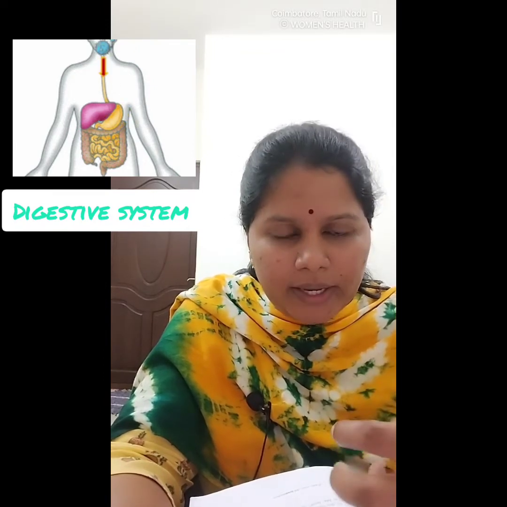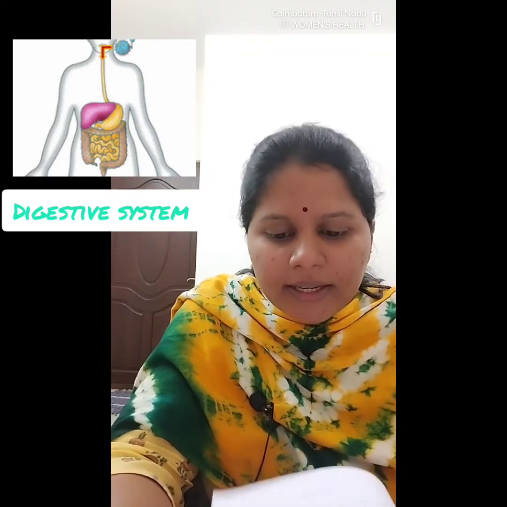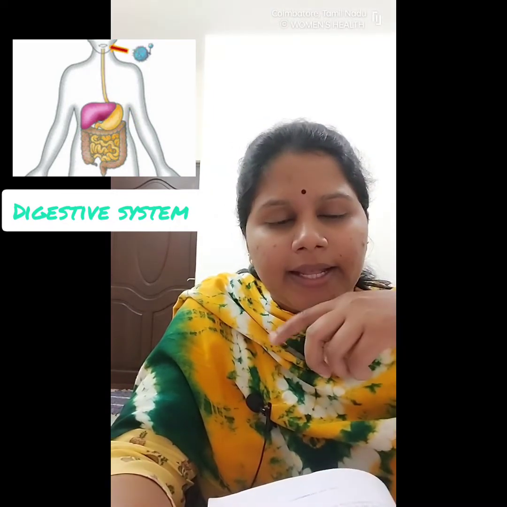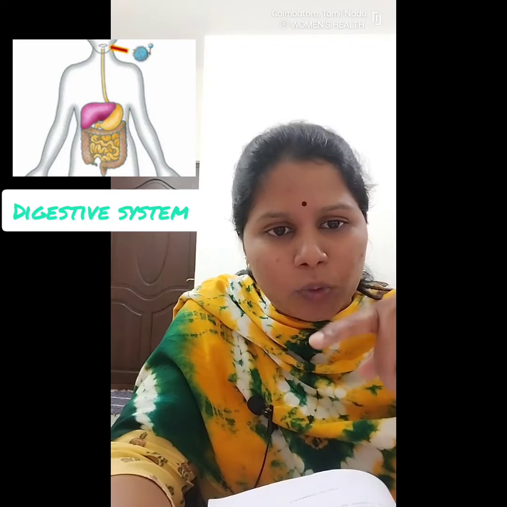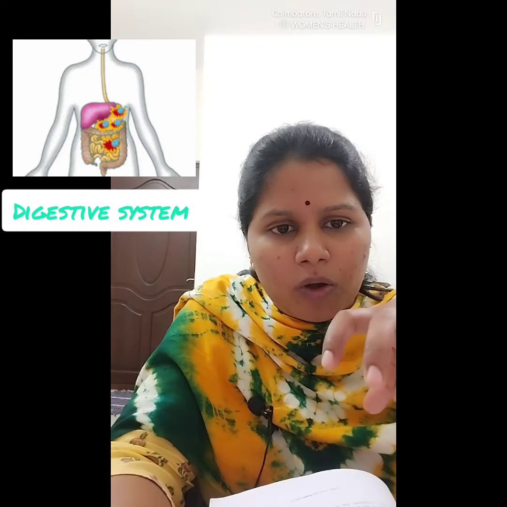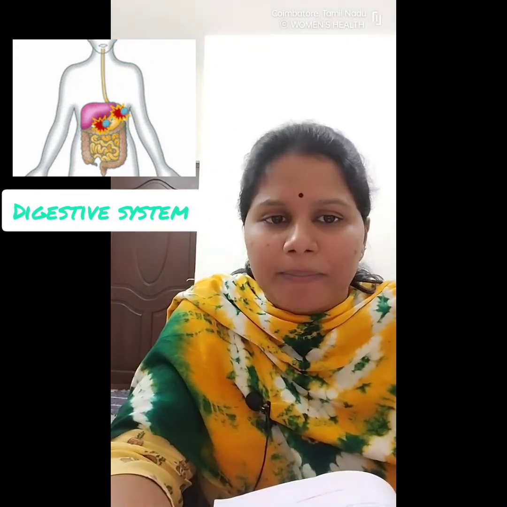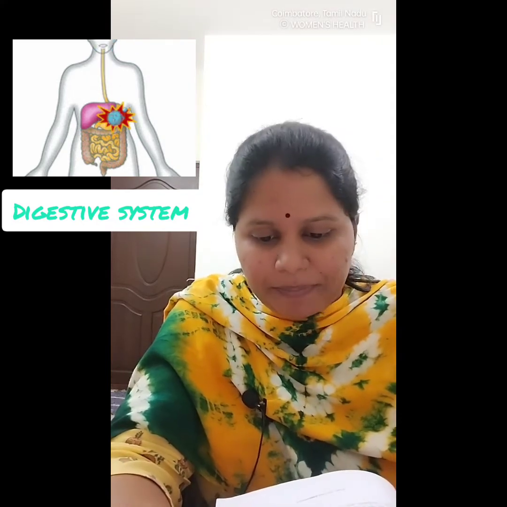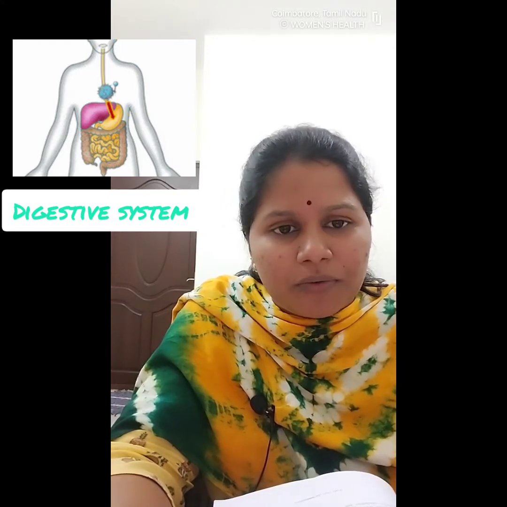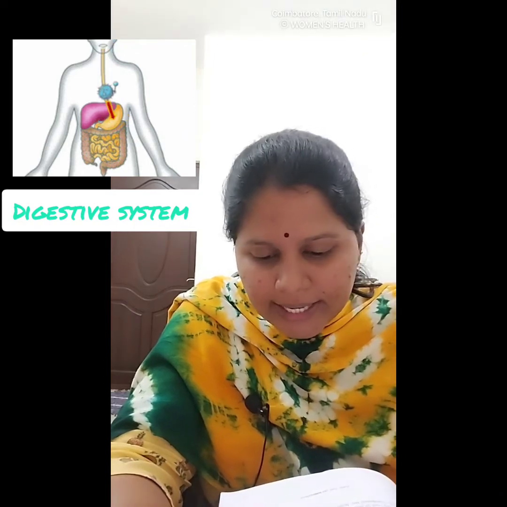Deglutition, swallowing the food. Then pulp, a soft structure present inside the tooth. Over that we have dentin, then above that we have enamel. Then digestion, breaking the larger food molecules into smaller parts, that is what is called digestion. Then emulsification, the digestion of fat, the complete process is called emulsification. Enzymes, chemical.